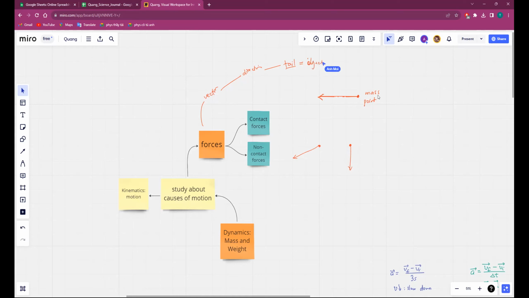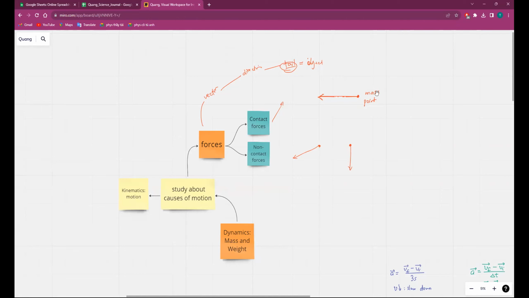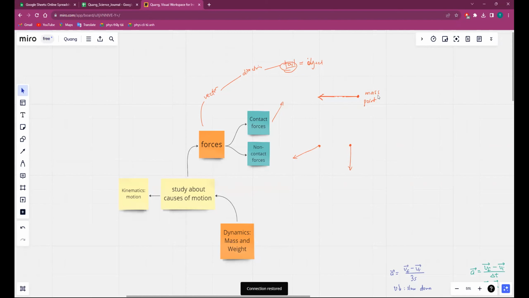For contact forces and different kinds of forces, they will have specific positions for the tail. It depends on the different kind of forces. One thing I want to add is that it will always act on the object, just with direct contact or non-direct contact. Alright, I'll let you continue the mind map then.